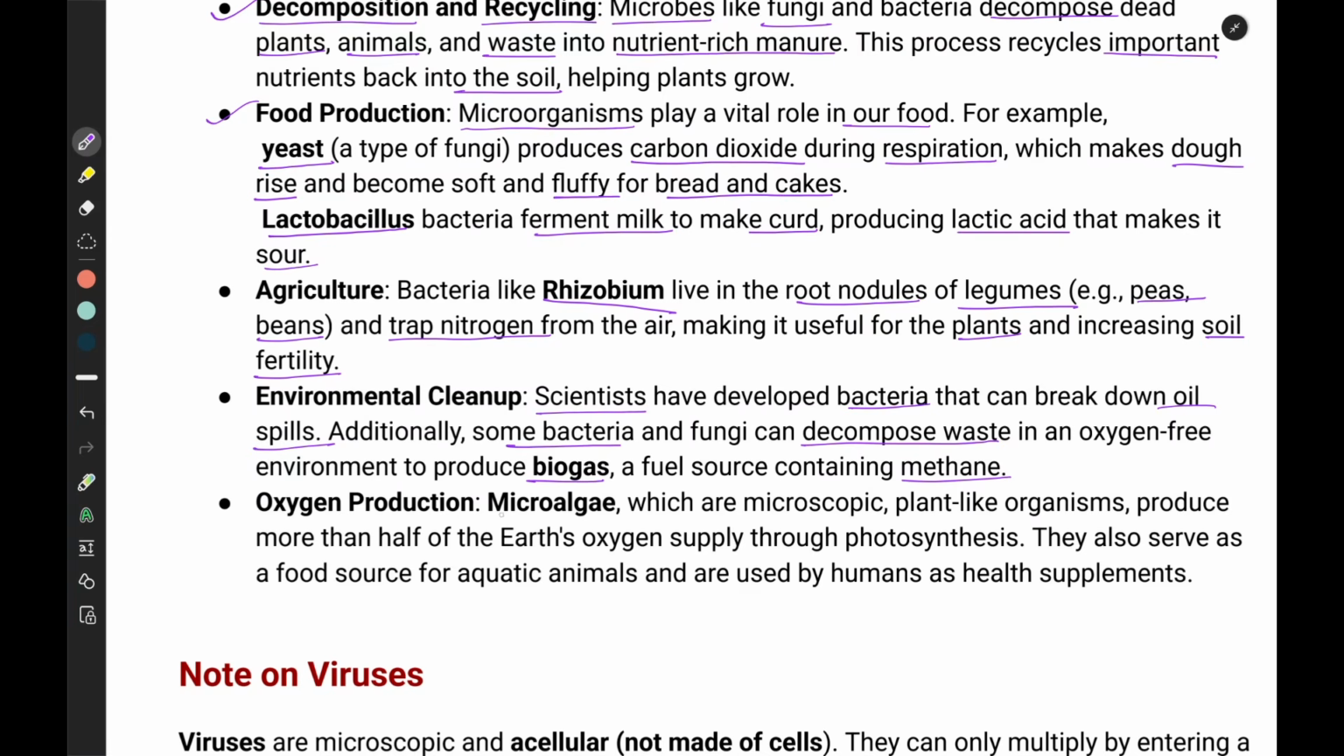Oxygen production. Microalgae, which are microscopic plant-like organisms, produce more than half of the Earth's oxygen supply through photosynthesis. They also serve as a food source for aquatic animals and are used by humans as health supplements.